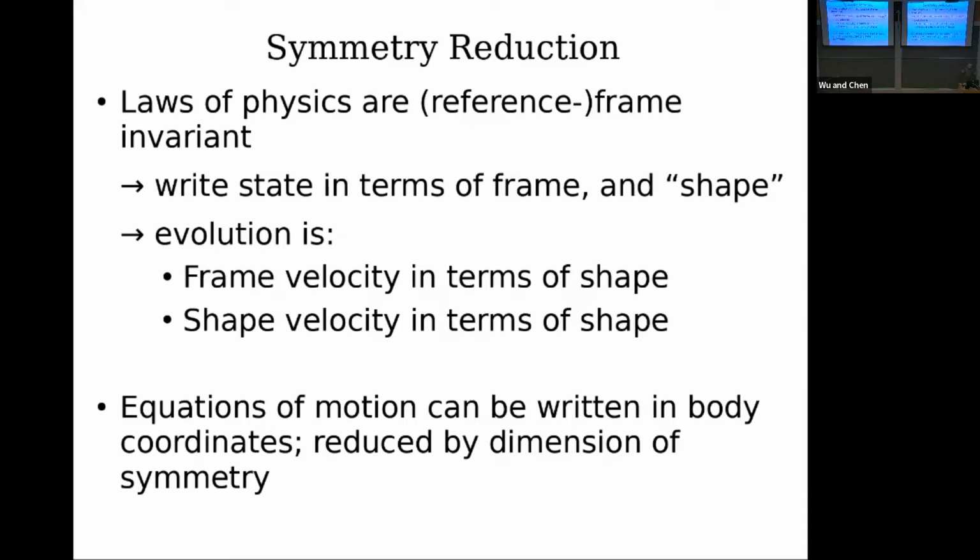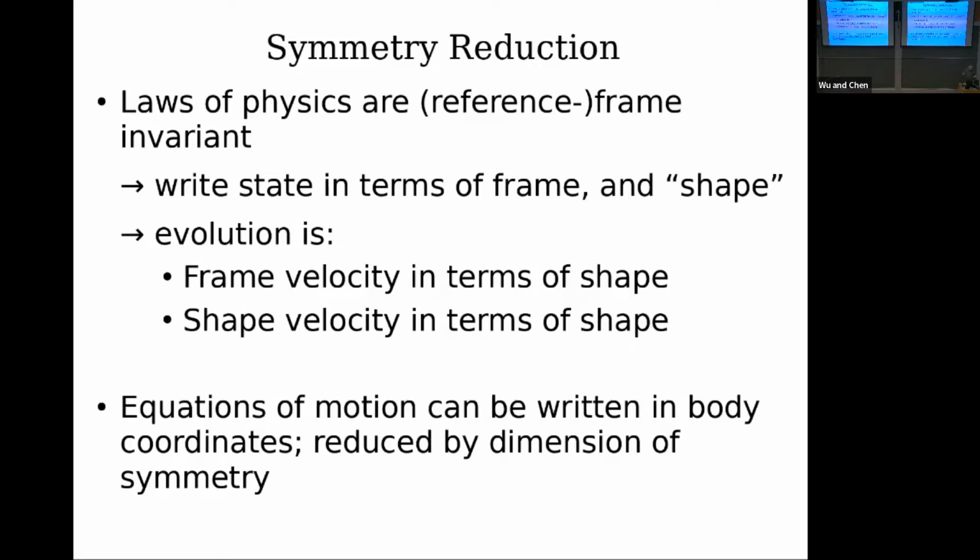The dynamics split up. The frame velocity, the way the body moves through space, depends on the shape. But it doesn't depend on the frame, because the laws of physics can't depend on the frame. So the shape velocity depends on the shape. The frame velocity depends on the shape. It's a triangular structure. You can remove a bunch of complexity.